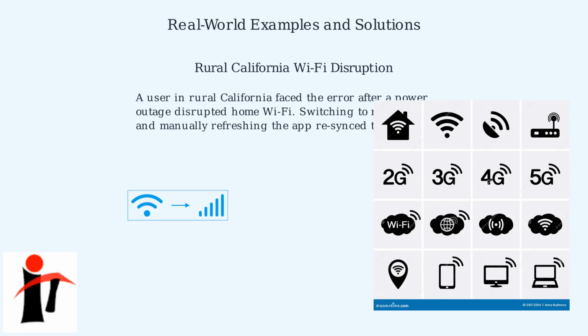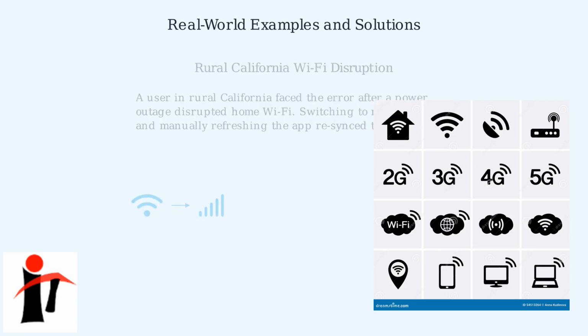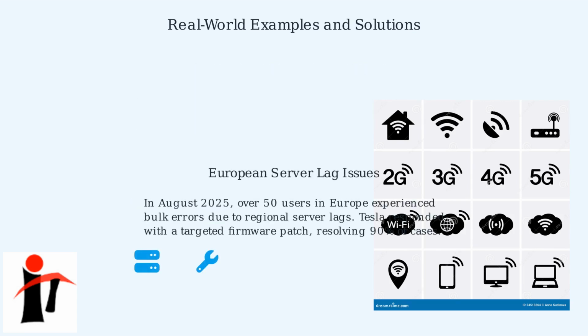Switching to mobile data and manually refreshing the Tesla app resynced their full self-driving plan, demonstrating how connectivity changes can restore access. Another example involved over 50 users in Europe facing bulk errors due to regional server lags in August 2025. Tesla addressed this with a targeted firmware patch that resolved 90% of the cases within a week. This highlights how server-side issues can affect multiple users simultaneously and how Tesla's responsive patches can quickly restore service.